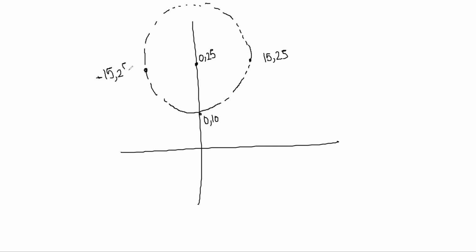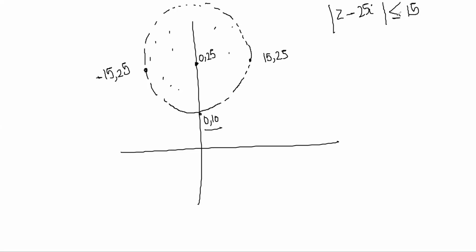So this point will be 0 comma 10, and there is a circle, and this point will be 15 comma 25. And this point, and all you can draw like this. This is my circle, this point is minus 15 comma 25, and this is my circle, 0 comma 10 is this point. Now all the points inside the circle are satisfying the equation mod z minus 25i is less than or equal to 15.